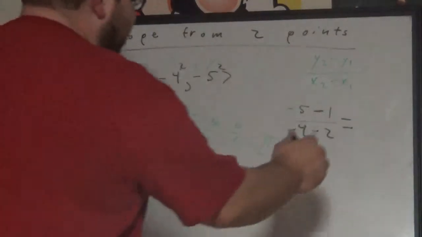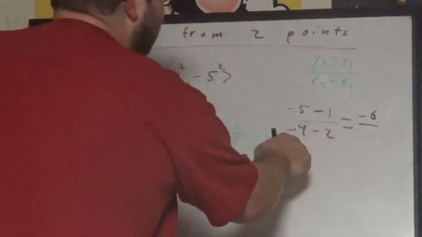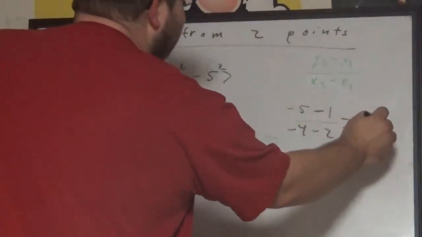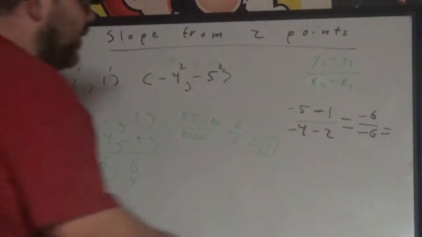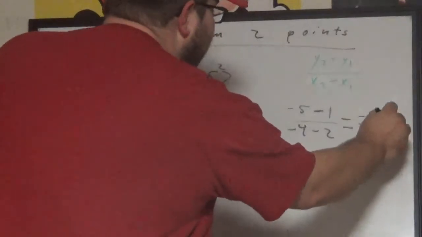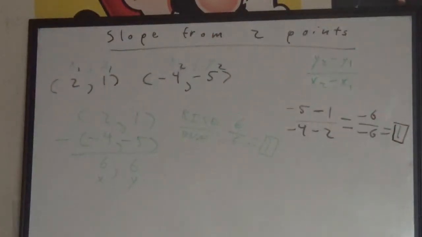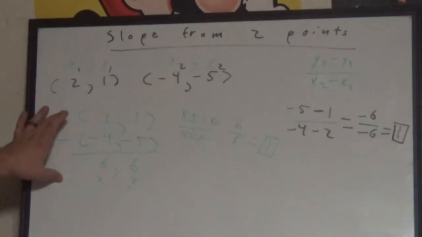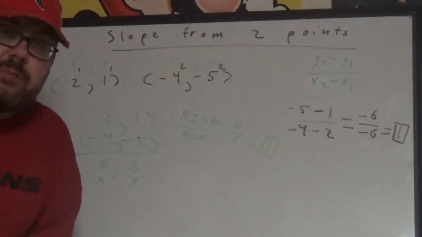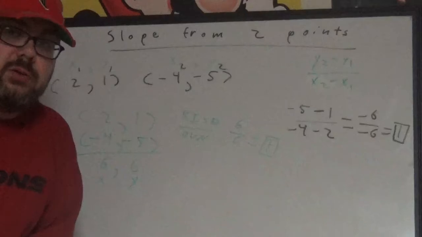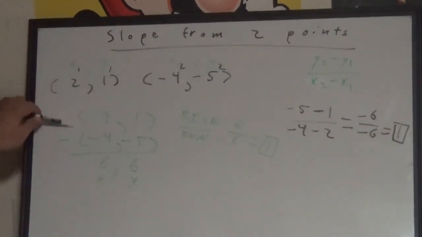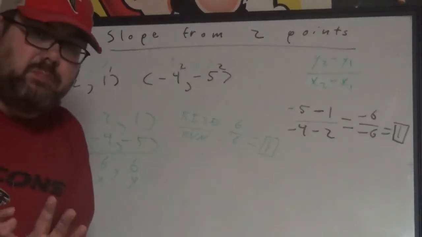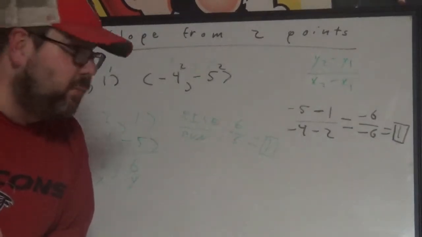-5 minus 1 is -6. -4 minus 2 is also -6. -6 divided by -6 gives, oh yeah, 1. You're doing the same thing either way. I like this way better, and I think I made a little screw up when I was doing it just because I put the wrong numbers. That's the reason this way is better. You avoid any minor errors that might trip you up.